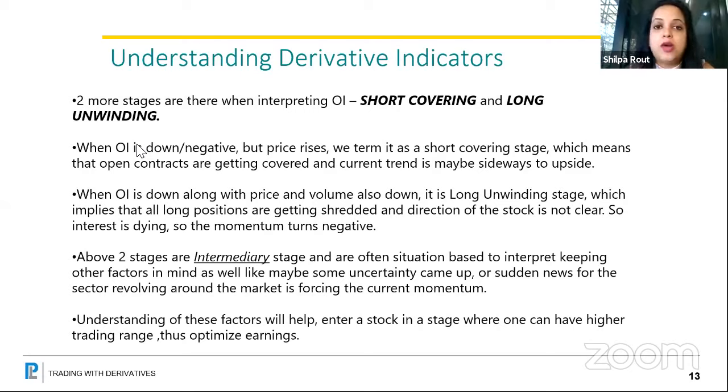Please remember, when OI is negative and price is up, that means it is in the short covering stage. When OI is down and price is also down, it means it is in the long unwinding stage. Short covering is deemed to be semi bullish, while long unwinding is deemed to be very bearish.